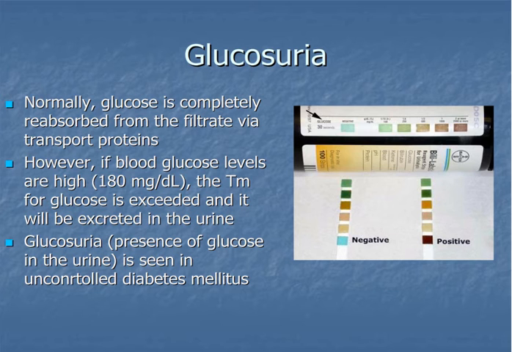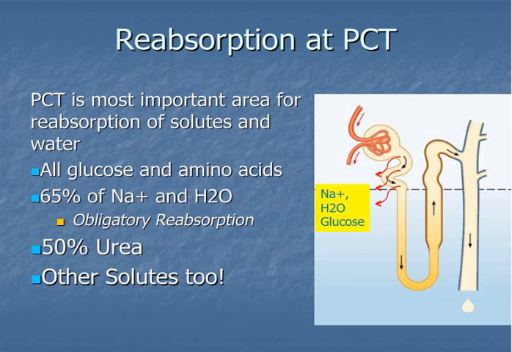And so glucosuria is an abnormal finding. We definitely don't see it in healthy people. And when we do see it in somebody's urine, it's a good indicator that they may have diabetes mellitus. So now we're going to take a look at the reabsorption of fluid across the renal tubule.